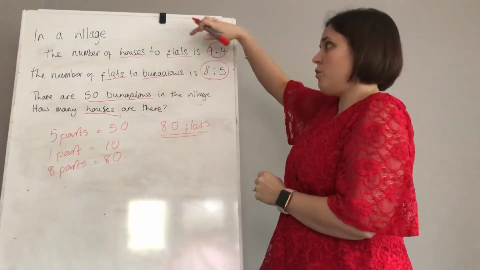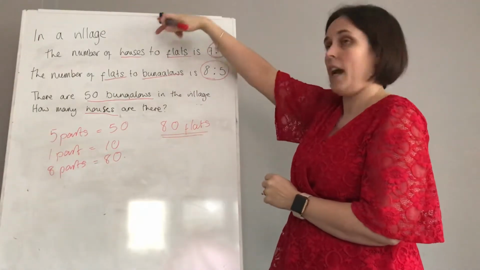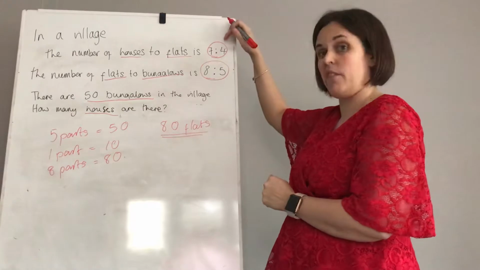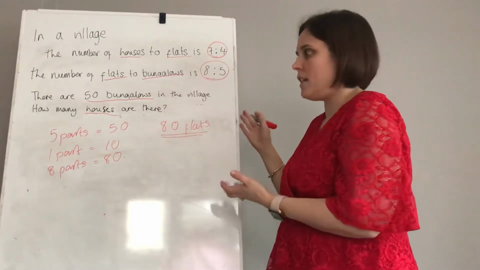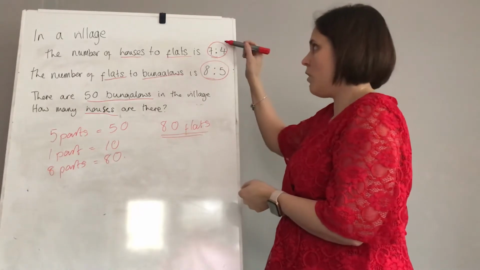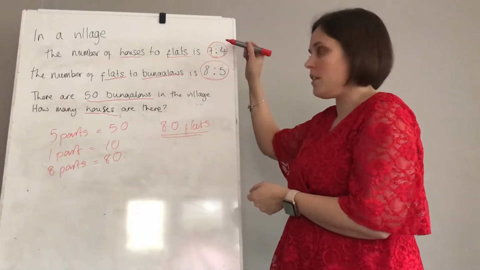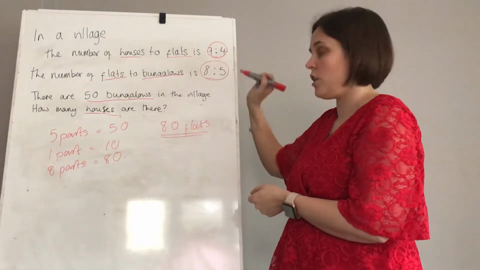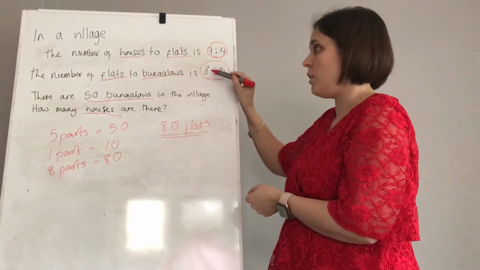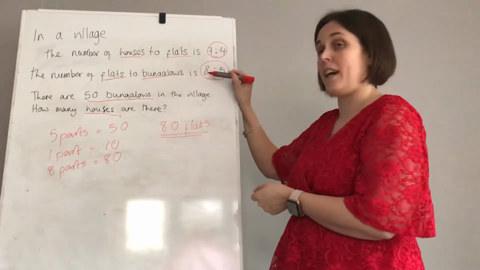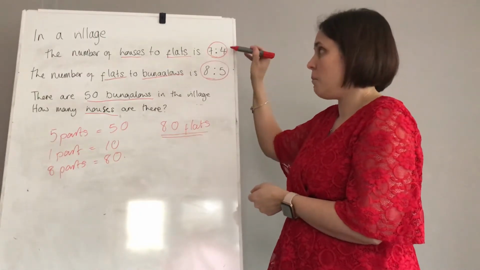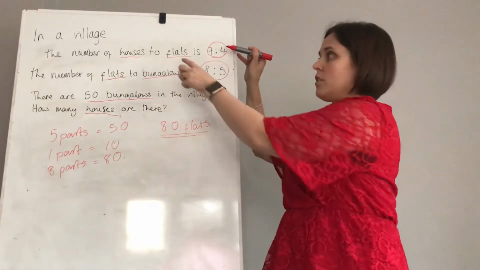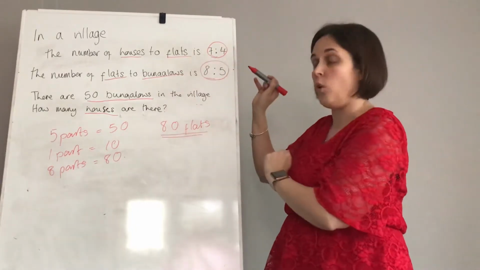Now, we can look at the ratio that includes flats, which is houses to flats here, which is 7 to 4. Now, I think the easiest thing to do here is to try and make this ratio into something similar to this ratio here. So in this ratio, the parts relating to flats was 8, and as you can see, there's a relationship here. The parts relating to flats in the first ratio is 4.